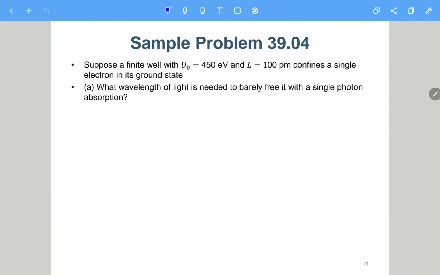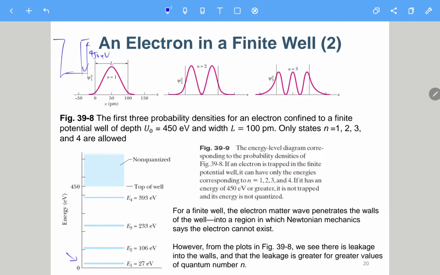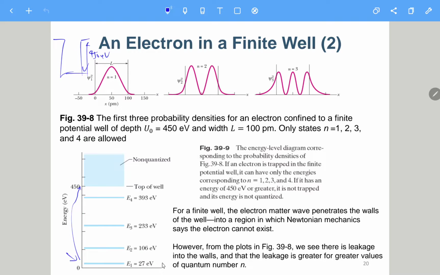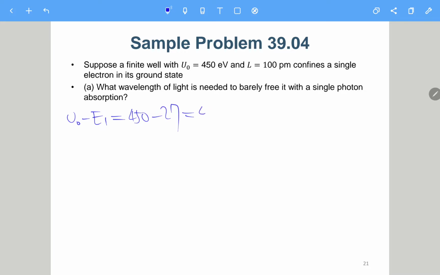Actually, it says the electron is in its ground state, which means it is at E1 here. So if it needs to escape from the well, you need to provide the energy from E1 up to here, then it can escape. So the energy will be U0 minus E1, and U0 is 450, and E1 is 27. So you need to provide 423 eV so that the electron can escape the well. It can be free.